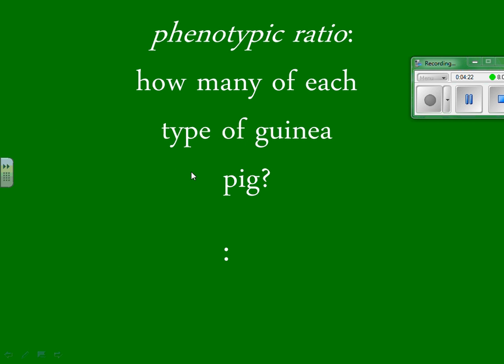The other way is to look at the phenotypic ratio. And we have two scenarios: we have rough or we have smooth. Because all of them have at least one big R in them, they're all going to be rough.